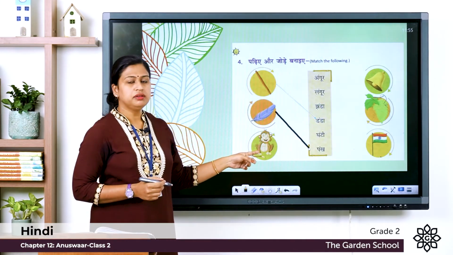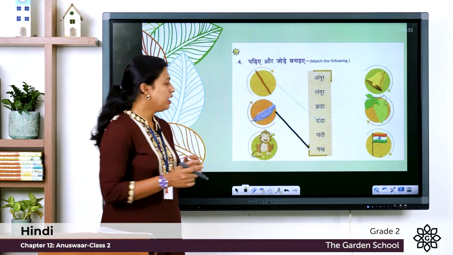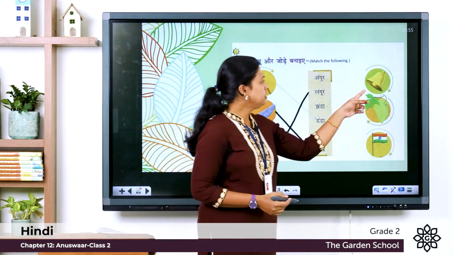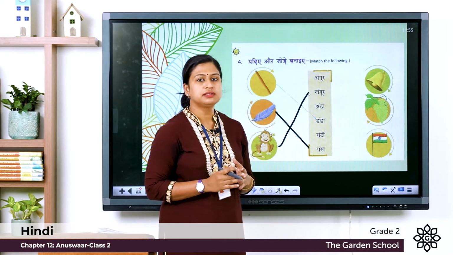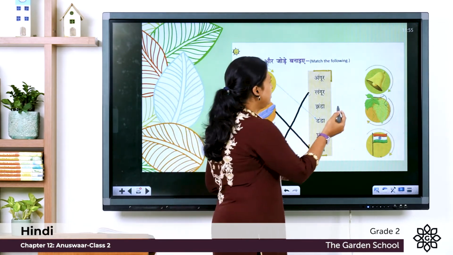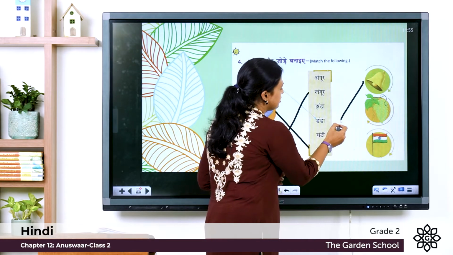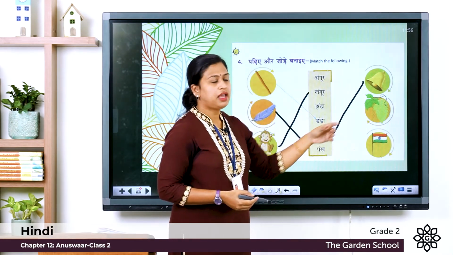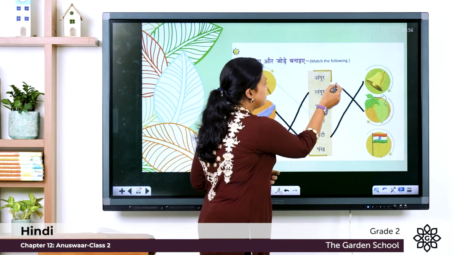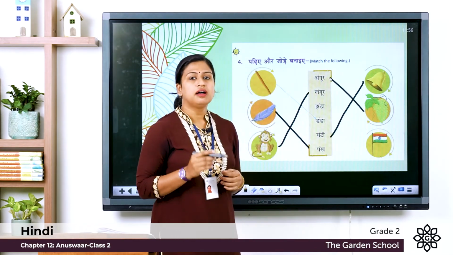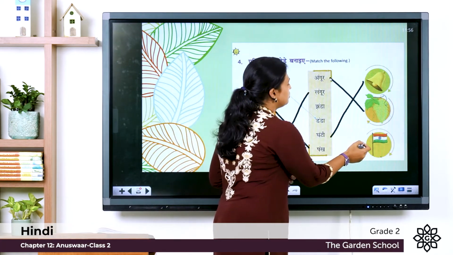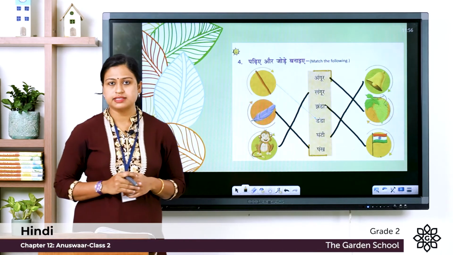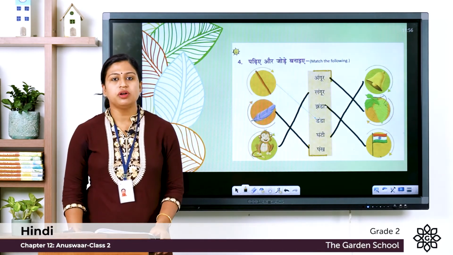The third picture here is of a baboon, and in Hindi we say Langur. On the other side you can see the first picture is of a bell, and in Hindi we say Ghanti. So you have to match it. Next one, grapes, and we say Angur. The last one is a flag. We say Jhanda. So this is the way to do the fourth exercise. Now let's move on to the fifth one.